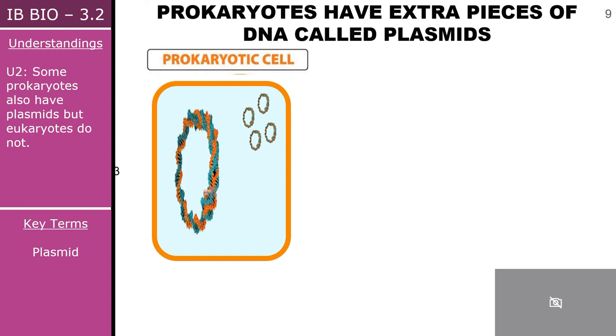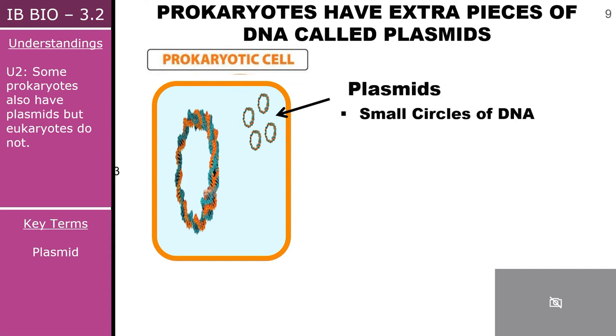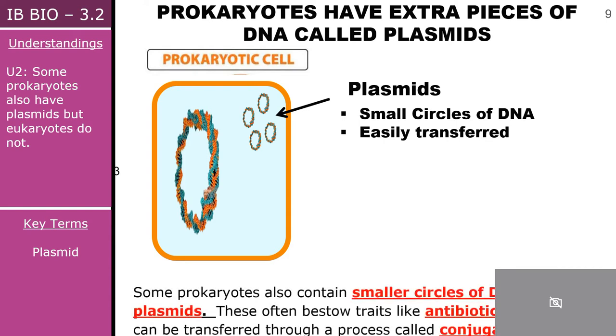So prokaryotes also have this unique feature, and then they have these extra pieces of DNA called plasmids. They're much smaller than a regular chromosome, and you'll just see them hanging out in other parts of the cell. So this is what they sort of look like, these plasmids. Again, all bacterial chromosomes are circular, so these would be small circles of DNA. These guys can travel really easily between different bacteria. They're one of the ways that antibiotic resistance can be transferred.